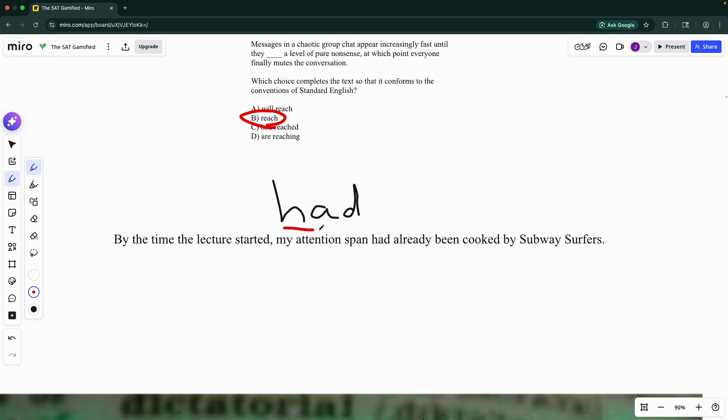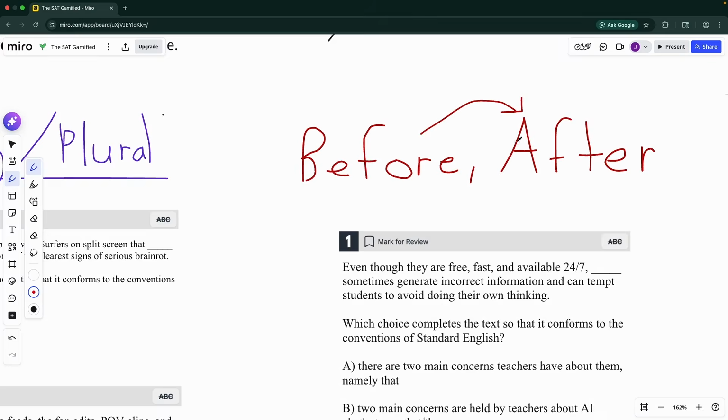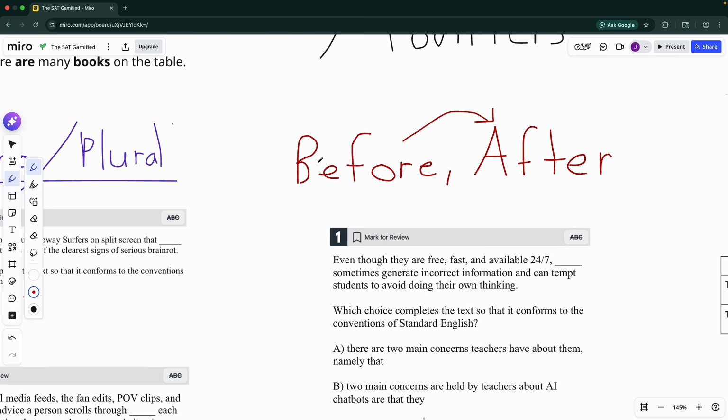If you see a word like had here, that means that it happened past. By the time lecture started, my attention span had already been cooked. So the attention span had been cooked even before the lecture, which is already in past tense, had started. Modifiers. When you see a modifier in the SAT, you're going to see a comma, then the thing before the comma has to perfectly match the way the thing after the comma is written.